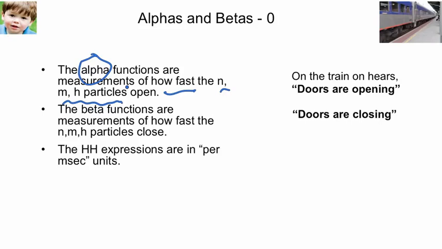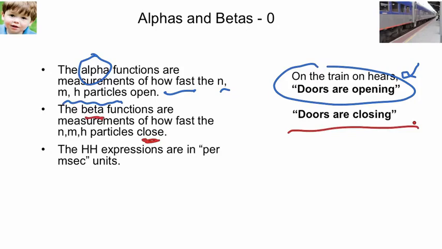If you go to Washington, D.C., and ride on the metro train, one hears the phrase, "Doors are opening," each time the doors open. And in a way, that's a corollary. Alpha is telling us doors are opening, and here's the rate at which that's happening. In contrast, the beta functions are telling about closing, and they're analogous to the subway saying, doors are closing. How fast is the probability that N, M, and H particles are moving into the closed position?